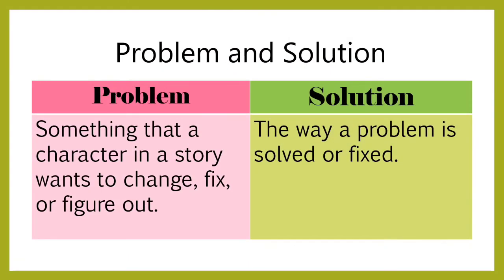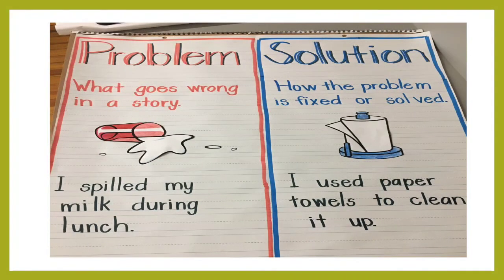Okay, and this is an example of a chart wherein we can see the problem and solution. Okay, so we have an example. The problem is something that a character in a story wants to change, fix, or figure out. What is the solution? The way a problem is solved or fixed. Here is an example. The problem, what goes wrong in the story, like I spilled my milk during lunch. And we have here the solution, how the problem is fixed or solved. I used paper towels to clean it up.